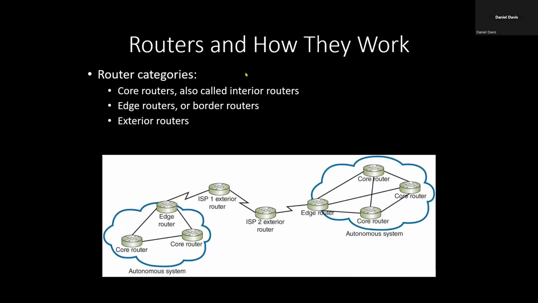Core routers, often called interior routers, and edge routers. Those are often called border routers. And then we want to talk about exterior routers. Core routers are inside our autonomous system. Edge routers connect to the outside world. Exterior routers are routers that do not belong to us. Usually they belong to an ISP.